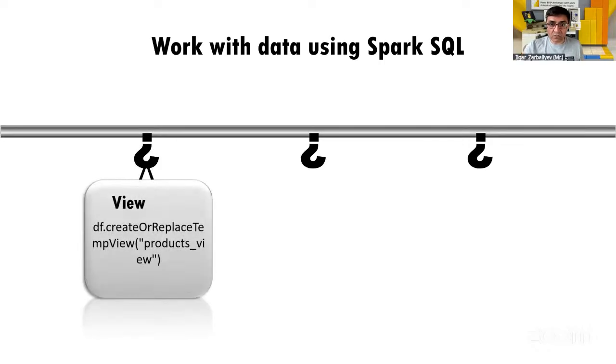Okay, so let's start with views. One of the easiest ways to make DataFrame data available for SQL querying is by creating a temporary view. A temporary view acts like a virtual table that references the contents of a data frame. A view is temporary, meaning that it's automatically deleted at the end of the current session.